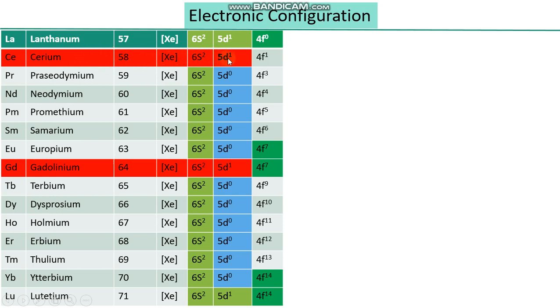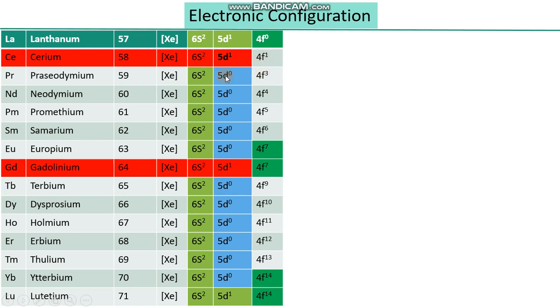The 5d also accommodates one electron. So this is an anomaly. This is a violation which cannot be explained by following the general rules of electronic configuration. So starting from the electronic configuration of lanthanum, cerium is 4f1.